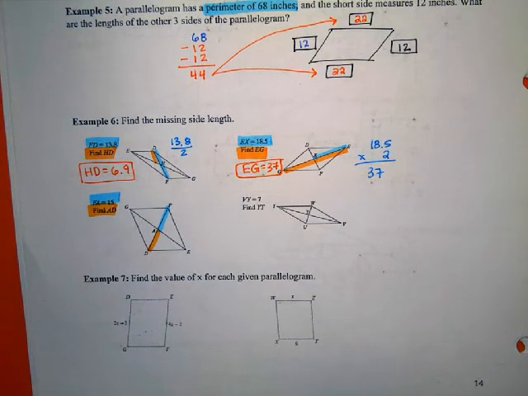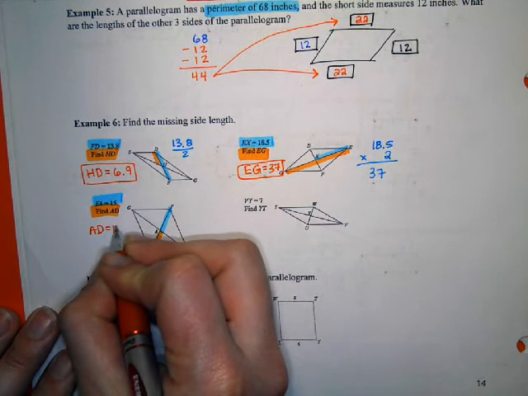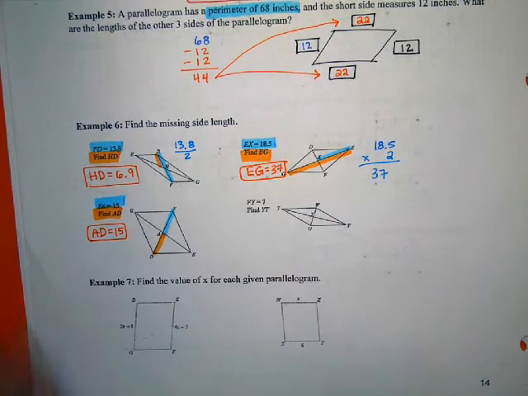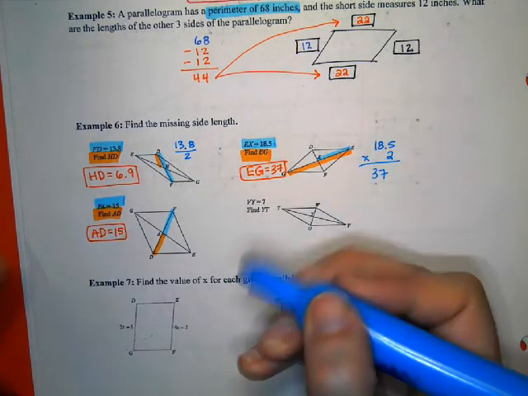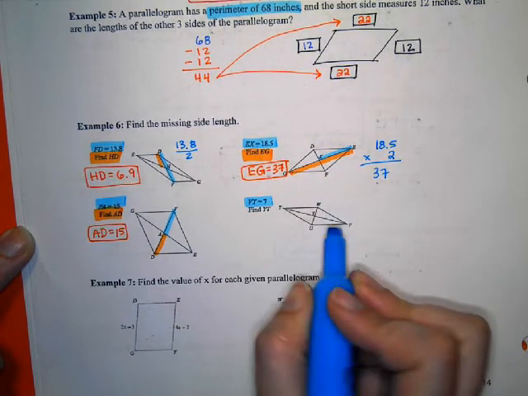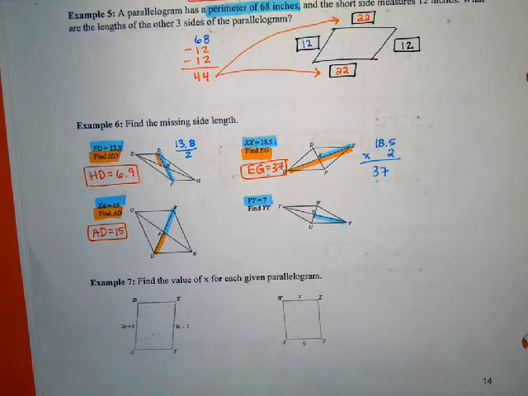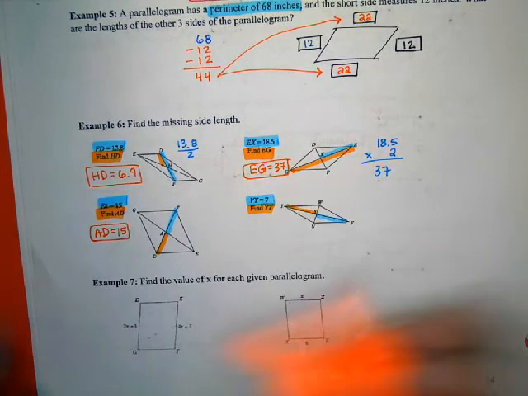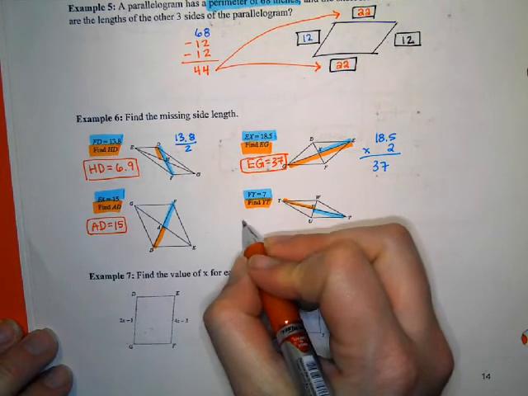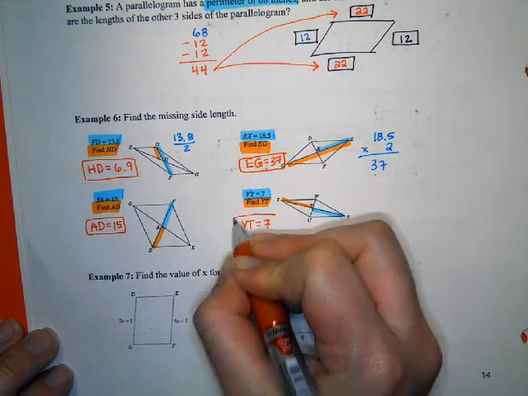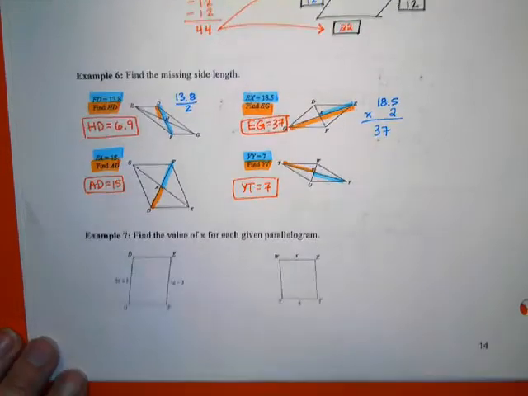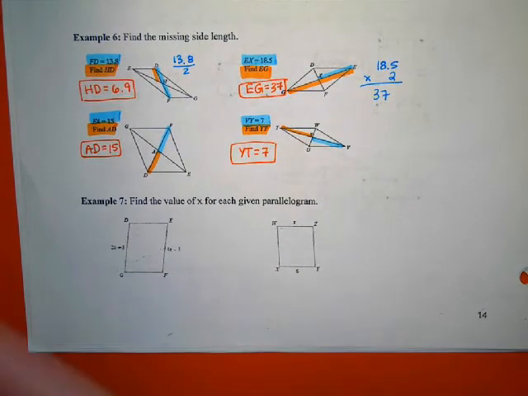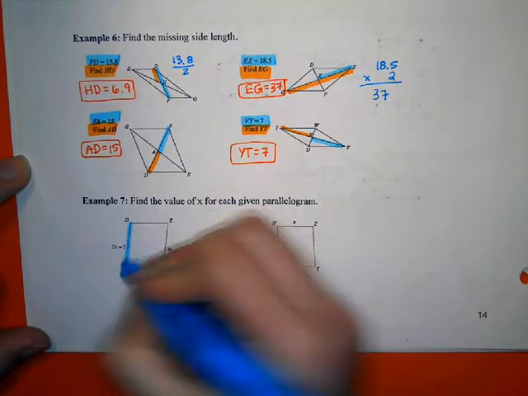F to A is 15. What will A to D equal? A to D. Wait. That's different. It'd be 15. It'd be the same thing. Yeah. 15. Don't even have to do anything on that one. That's the next one. V to Y. It's the same thing. It's the same thing again. So, yep.